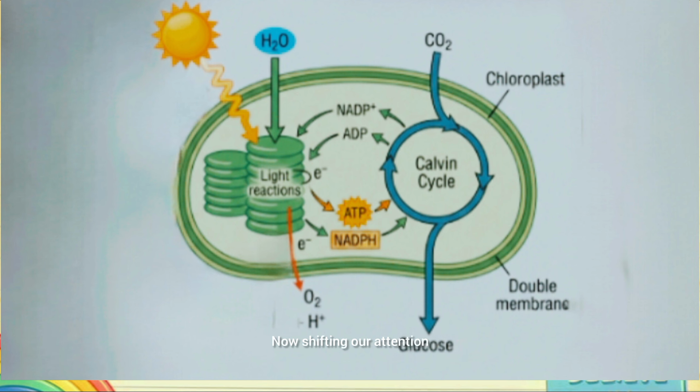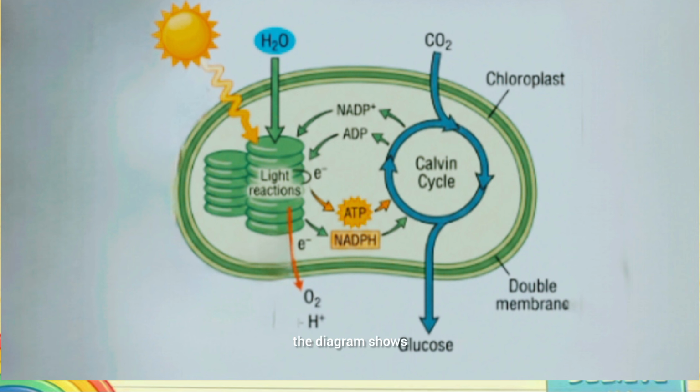Now shifting our attention to the right side of the diagram, we see the Calvin cycle, a circular pathway occurring in the stroma. Carbon dioxide enters this cycle and, using the energy provided by ATP and NADPH, it undergoes a series of enzyme-controlled reactions. Through this process, carbon dioxide is converted into glucose. The glucose produced is used by the plant as an energy source, stored in the form of starch, or used to build important plant structures.